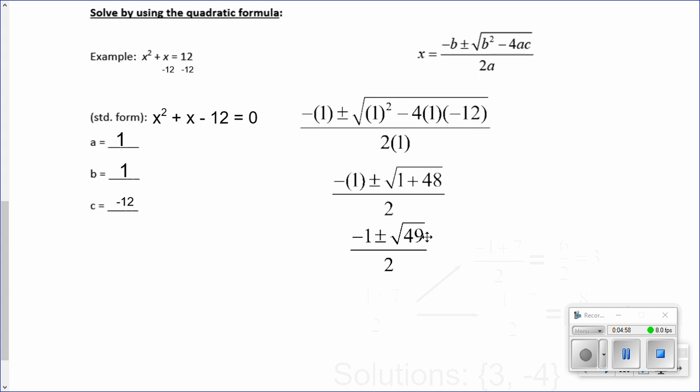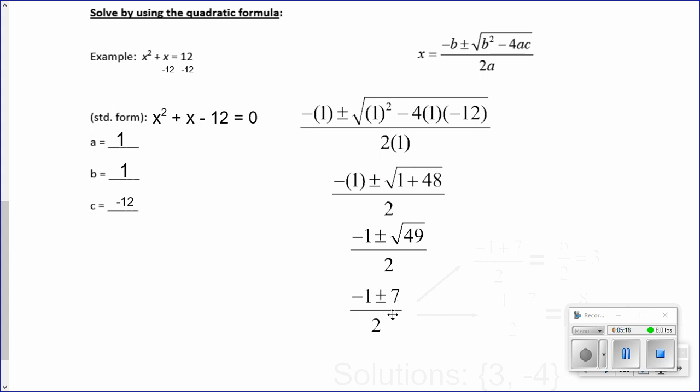So this is one, if it's not a perfect square, go ahead and do it in your calculator and get a decimal and just round your decimal to the nearest hundredth place. Okay? It is possible that you will have decimals though. Alright? So that was my phone going off, but I'll ignore it. So now I have -1 plus or minus 7 over 2.